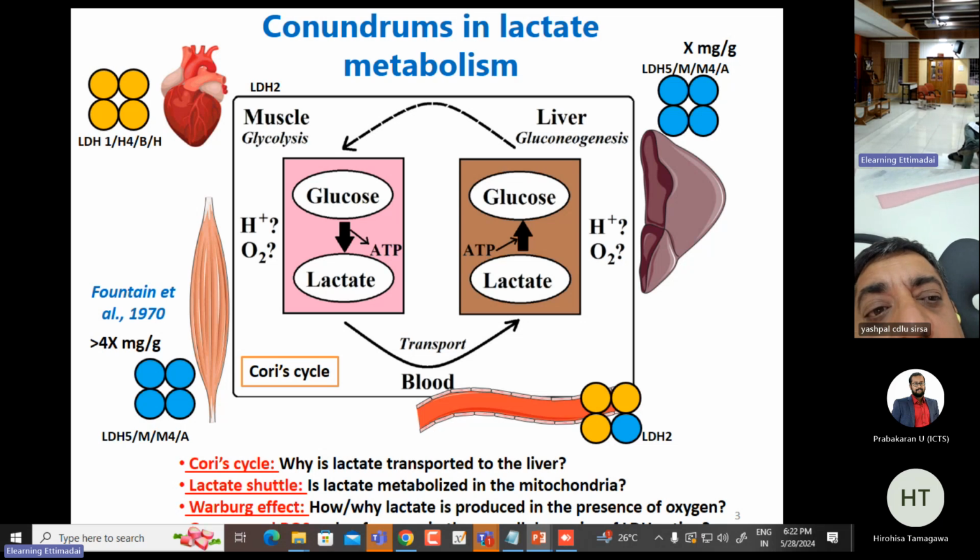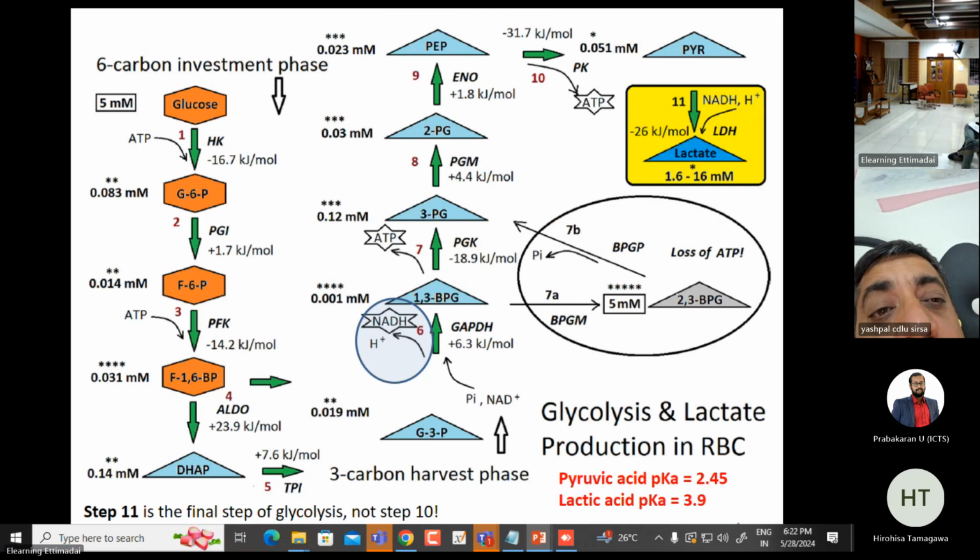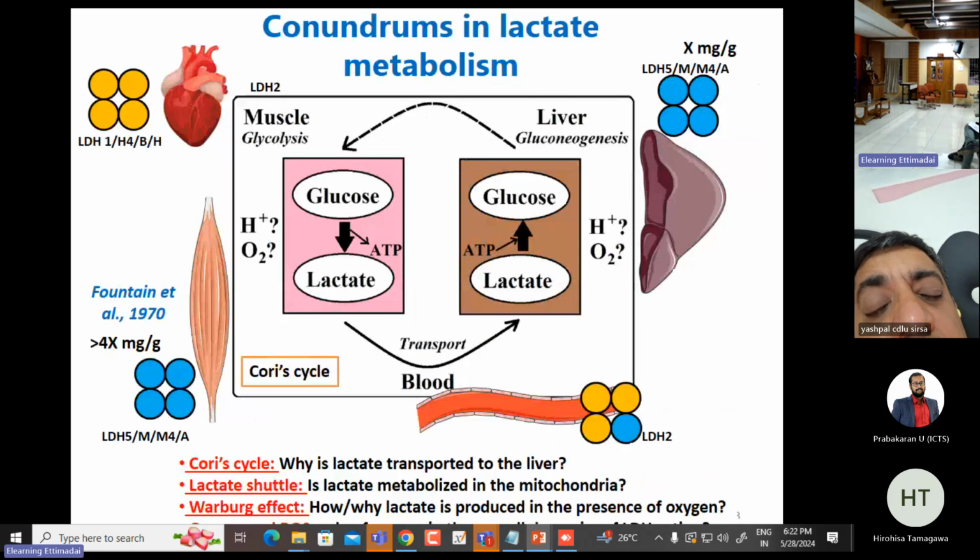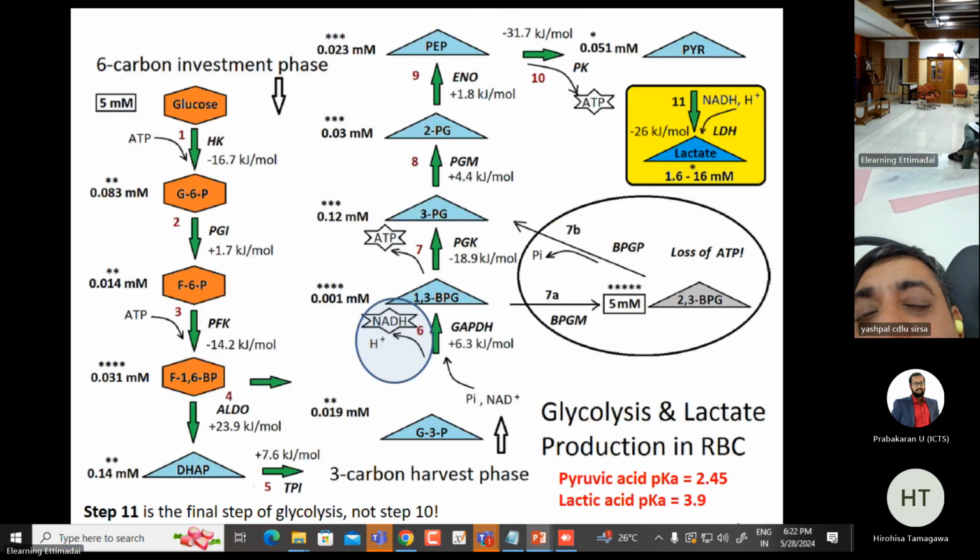So we wanted to explore if there are any differences in these proteins, in their structures, in their ability to bind pyruvate and lactate. Also one more question: why is lactate produced in the presence of oxygen as well in Cori's cycle, and what is the relevance of LDH in that?